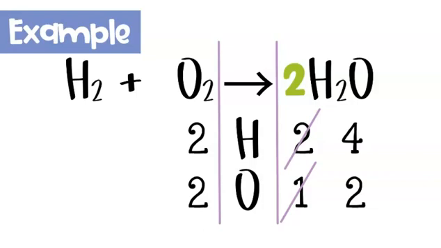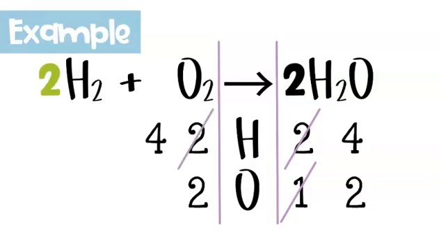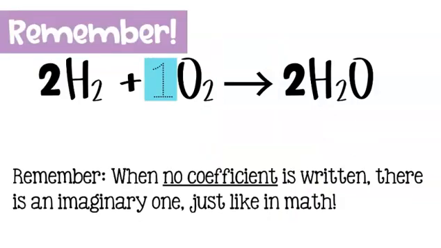However, our equation is now unbalanced in the other direction. We don't have enough hydrogens on the left, so we're going to make that 2 hydrogen molecules and update our chart. And as you can see, we now have 4 hydrogens on both sides, 2 oxygens on both sides, and our chemical reaction is considered balanced. Remember, if no coefficient is written, there is an imaginary 1, just like in math.